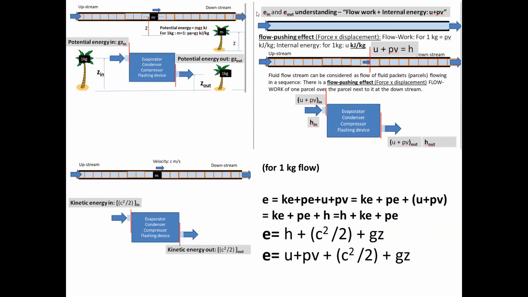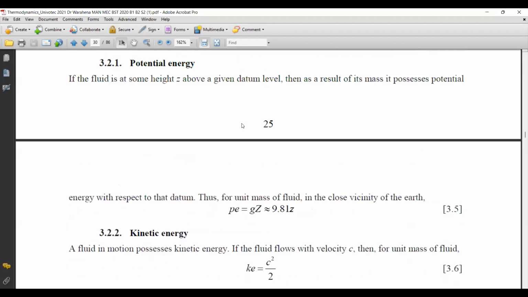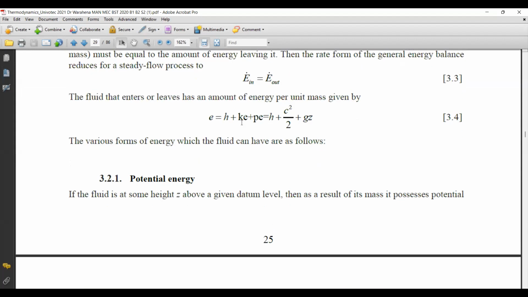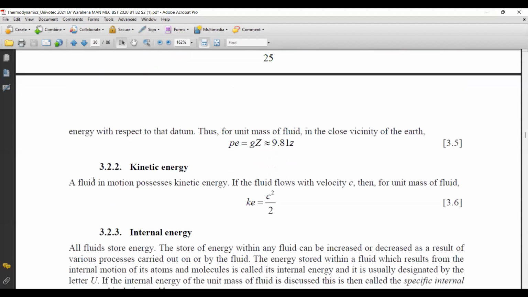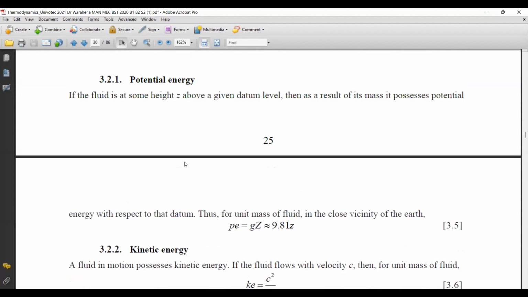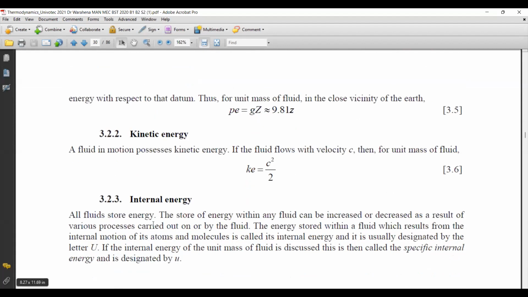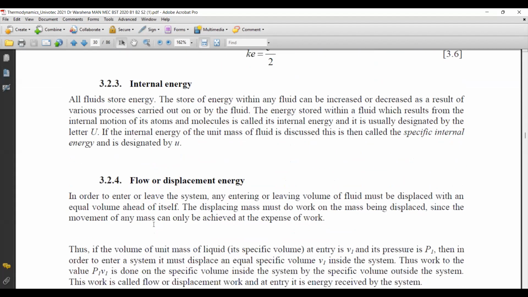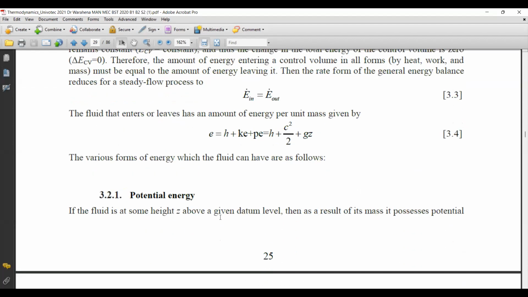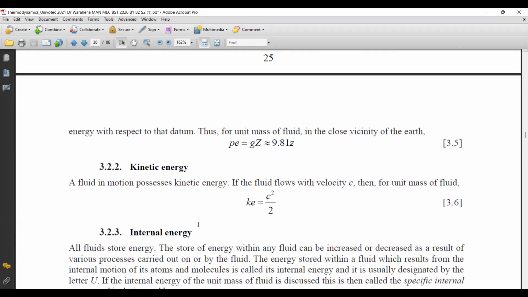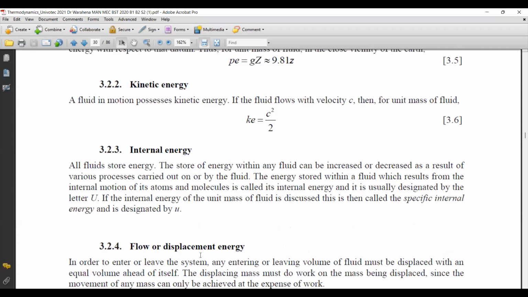Back to your notes. Potential energy is here. Kinetic energy is here. Just one line of words, but we have explained it very well. Potential energy, we have explained better. Internal energy, you go through this. Flow work is here. So you have 1 potential energy, 2 kinetic energy, 3 internal energy, 4 flow work.